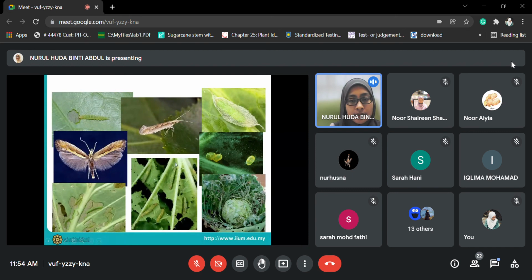And this is the larvae. Okay, as you can see. Okay, mungkin heavy defoliation akan buat the plant akan jadi skeletonized lah.